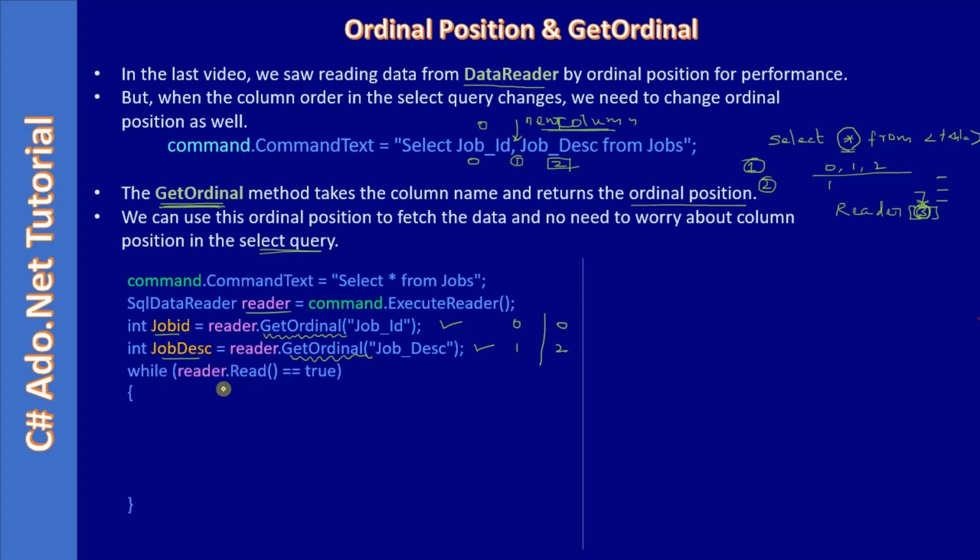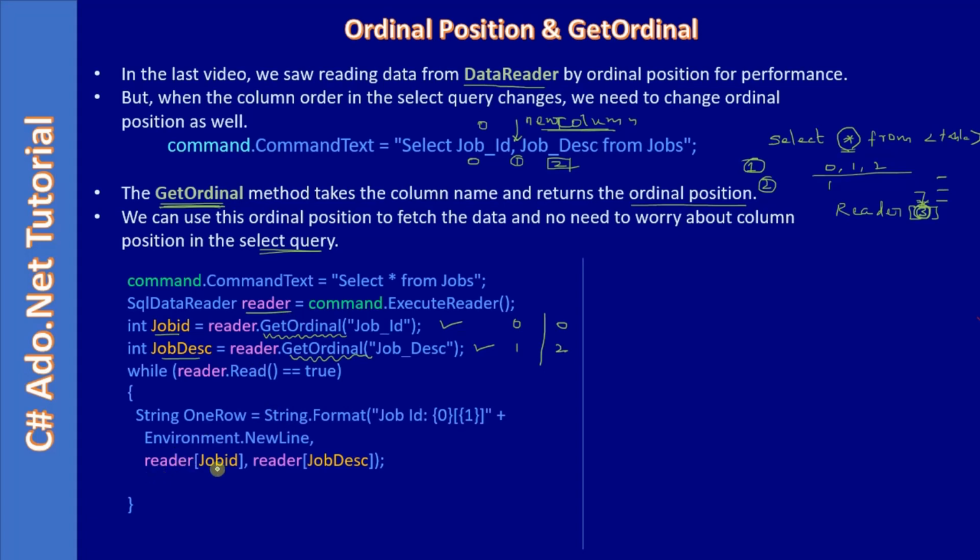Then we are forming the while loop to read the reader's content, and instead of a hard-coded value reader of 0 or 1, this time we are making use of this job ID and job description. So job ID in both the cases is 0. Right, this is the first case, and this one is the case after introducing the new column.